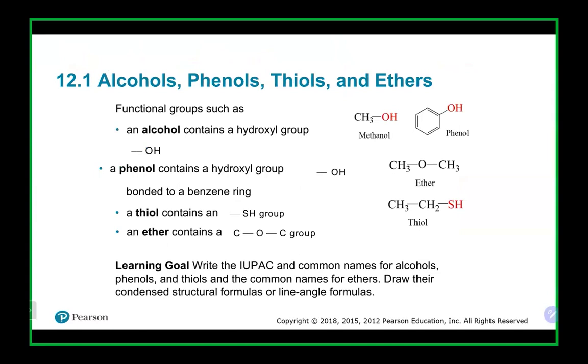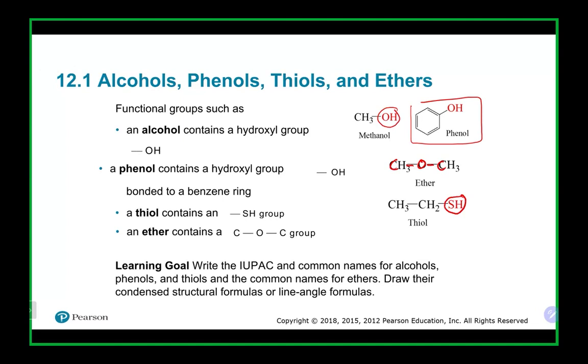Again, looking at our alcohols, phenols, thiols, and ethers, and there are our different groups. So here's our alcohol group. That's our phenol group, which is really like an alcohol with our benzene ring. There is our carbon, oxygen, carbon arrangement that makes that an ether. That is our thiol group that has our sulfur in there.